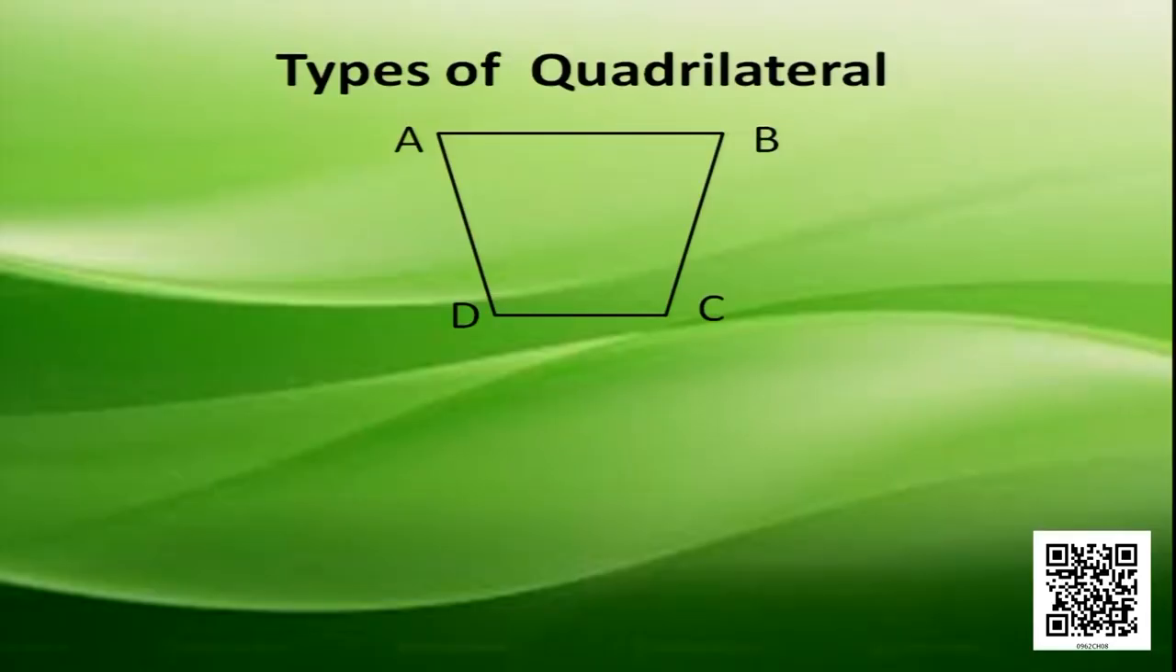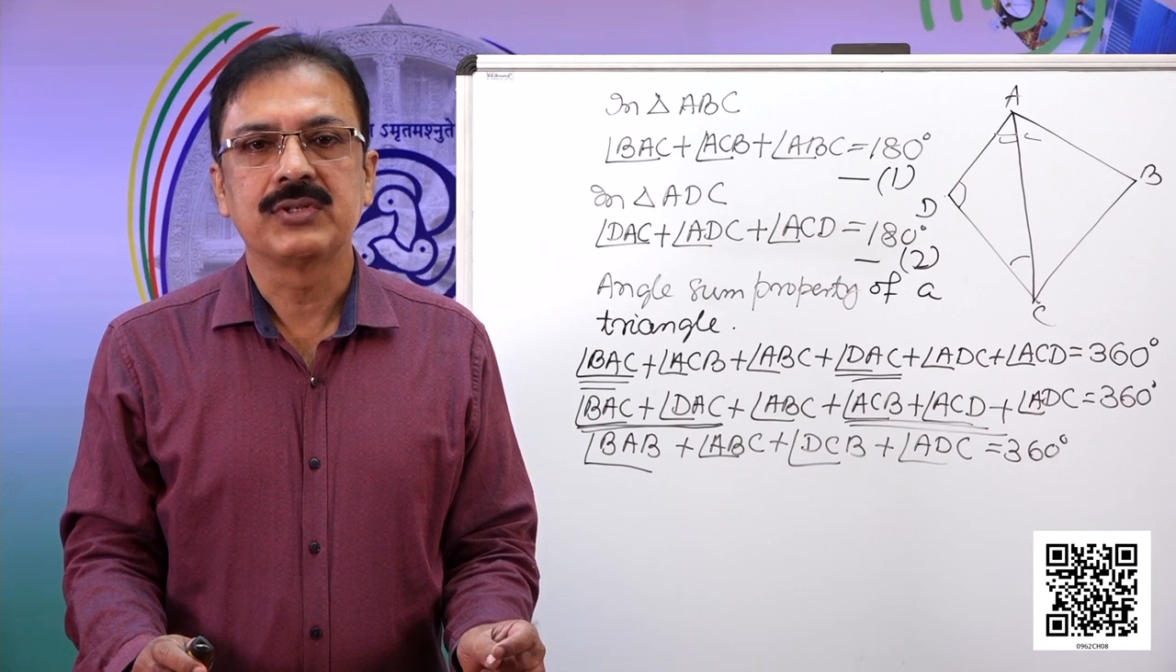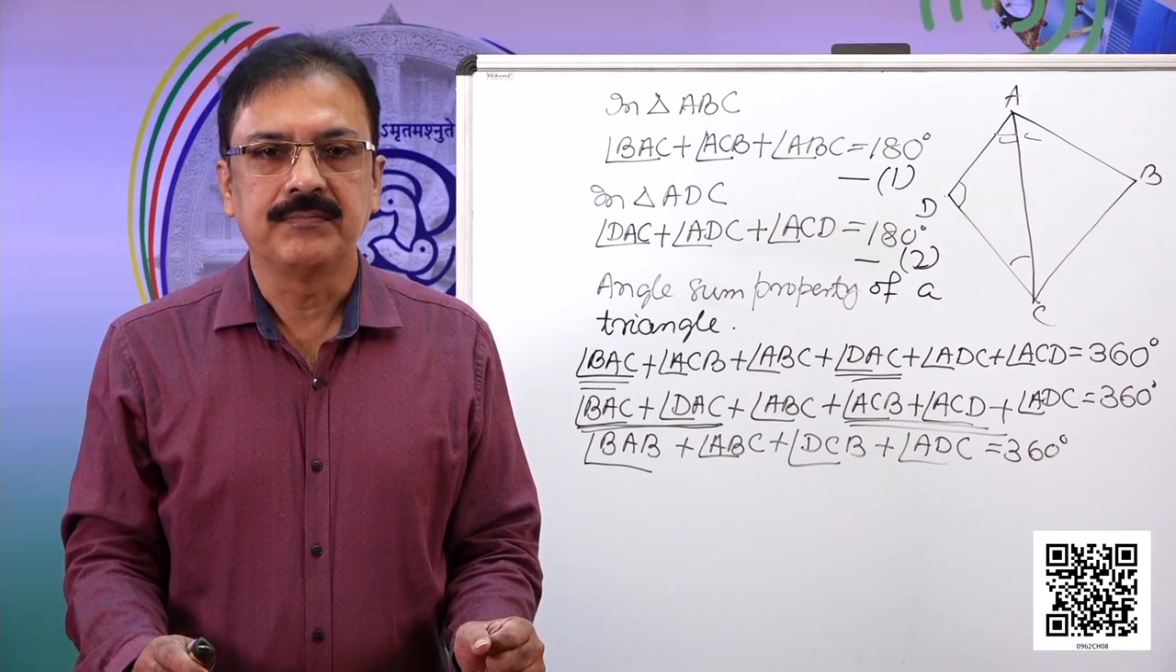This is one type of quadrilateral. Here, we have AB and DC to be parallel. So, if one pair of opposite sides of a quadrilateral ABCD, such that AB and CD are parallel, then it is called a trapezium. So, such types of figures are mostly known as trapezium.